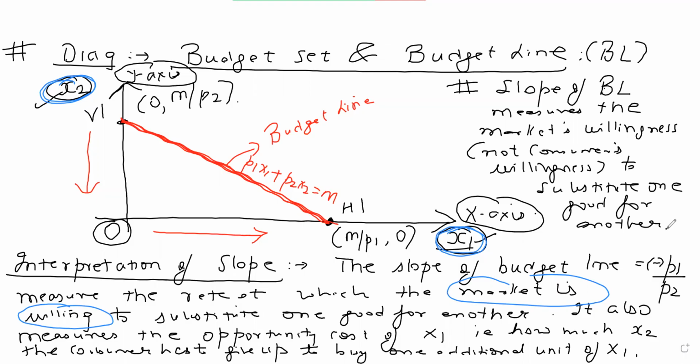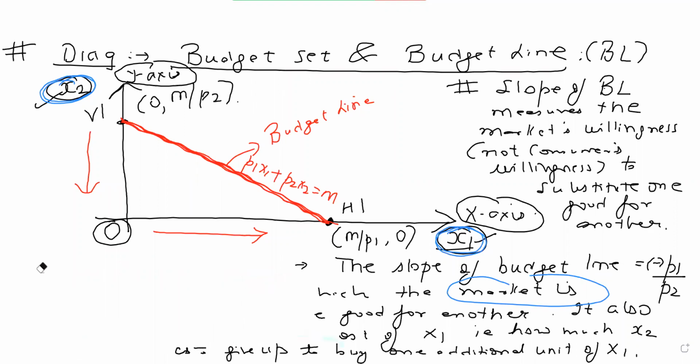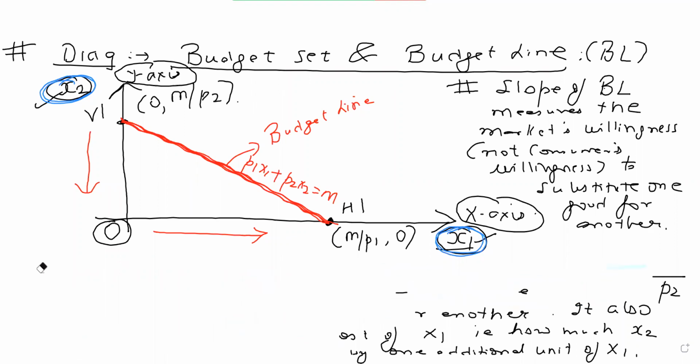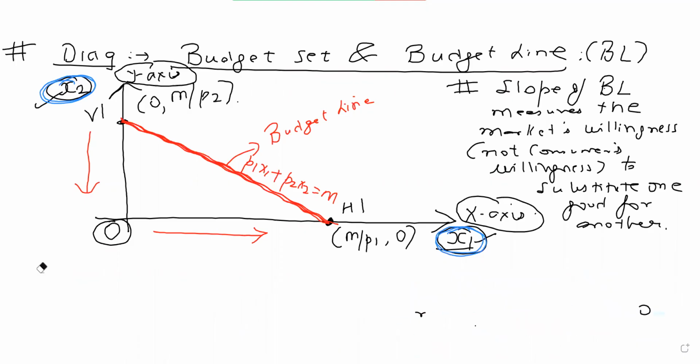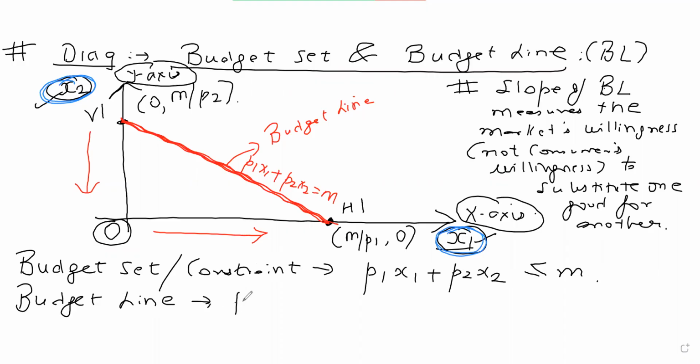Okay, now when we talk about budget set, what was budget set? Budget set comprises all the bundles which cost the consumer either equal to his or her income or even less than his or her income. So what was the equation of the budget set? Budget set or budget constraint equation was P1x1 plus P2x2 less than or equal to income. Whereas what was the equation of the budget line? Budget line equation was P1x1 plus P2x2 exactly equal to income.